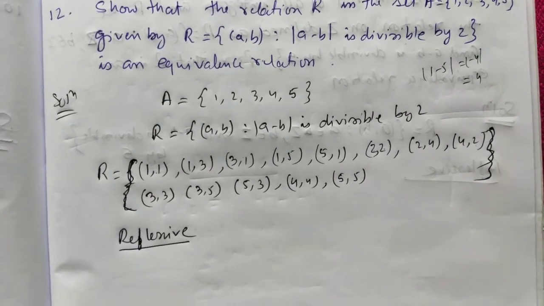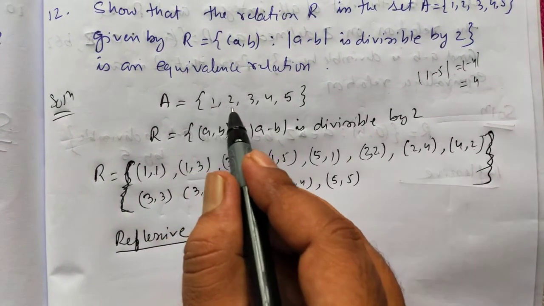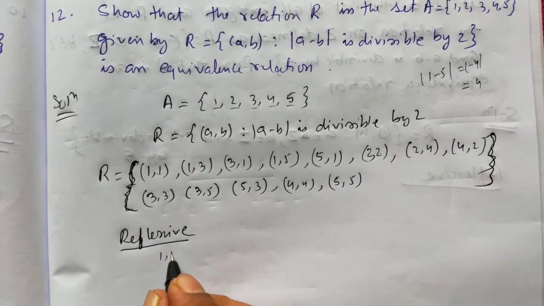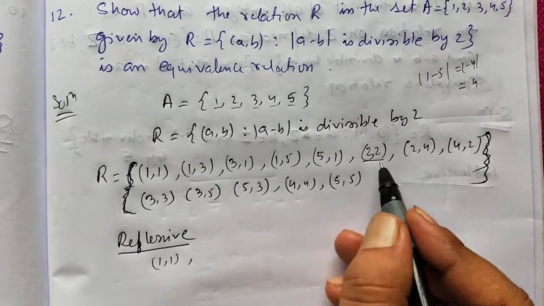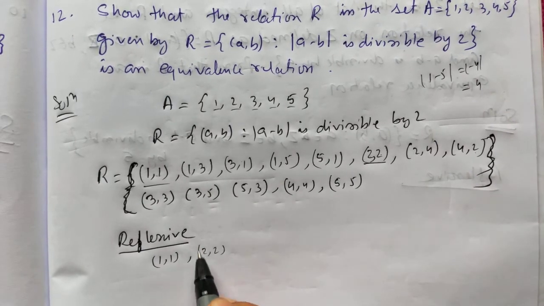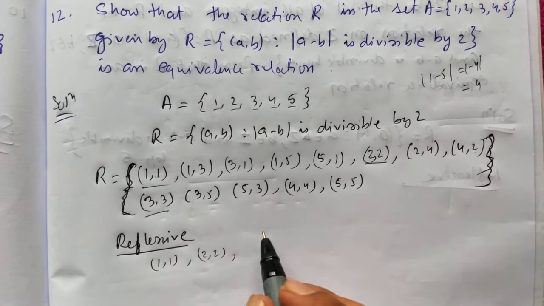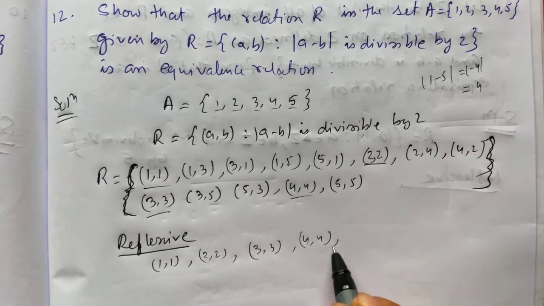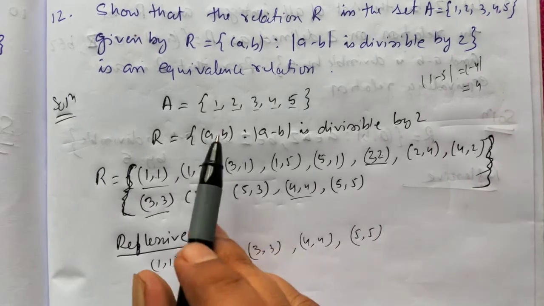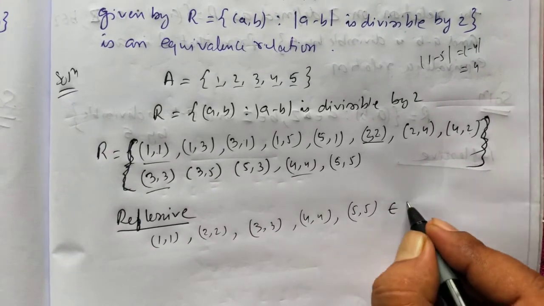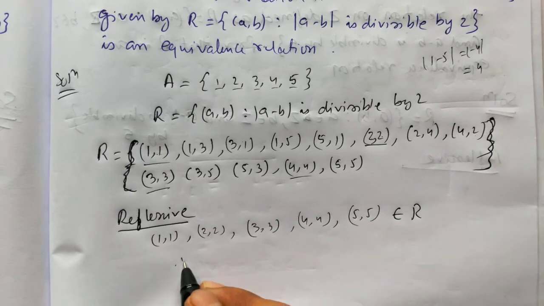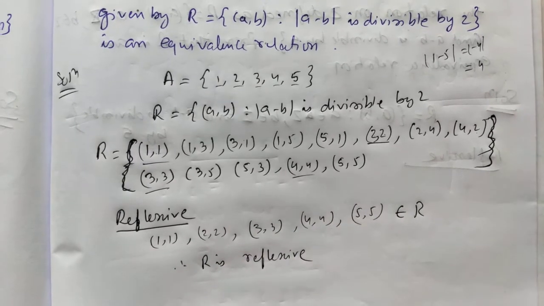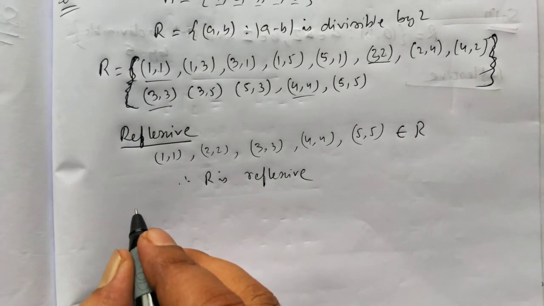Now to check reflexive, we have to see whether 1, 1; 2, 2; 3, 3; 4, 4; 5, 5 are there or not. So 1, 1 is there. 2, 2 is also there. 3, 3 is also there. 4, 4 is also there. And 5, 5. So each element is related to itself and belongs to R. Therefore, R is reflexive. Clear?